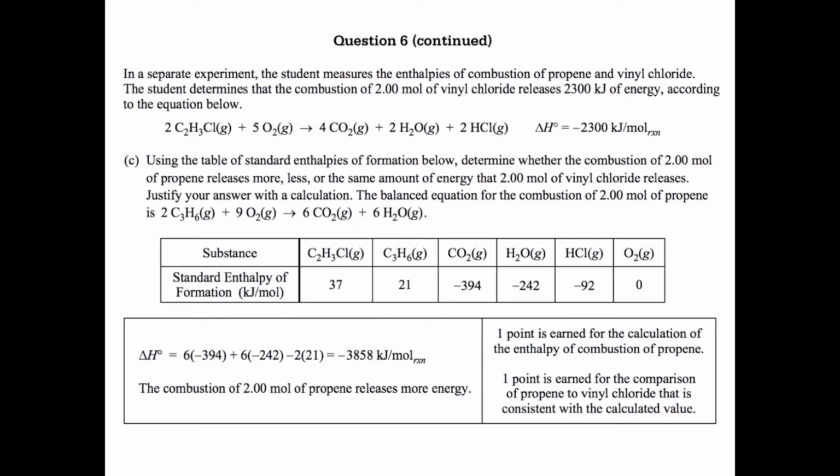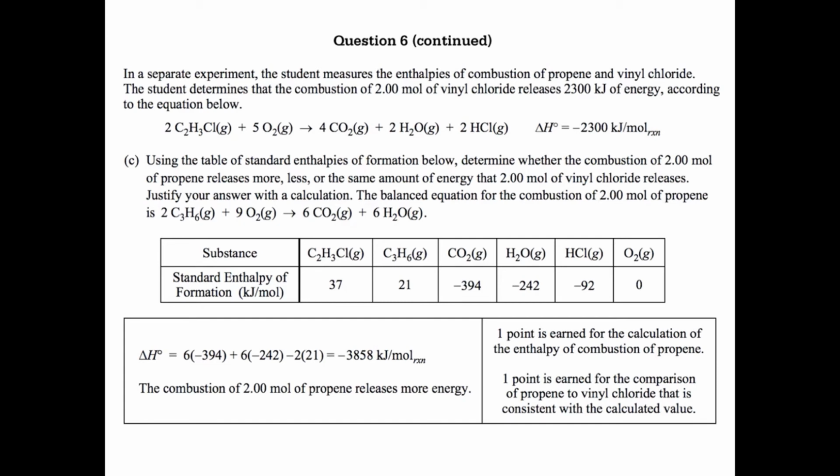So it gives me my reaction for 2 moles of the propene reacting. So I'm going to take products minus reactants. So 6 times carbon dioxide, which is negative 394, plus 6 times negative 242, which is water, minus 2 times the enthalpy of formation of C3H6, which is 21. Remember, oxygen is 0, and so you should get negative 3,858. That releases more, that's more than what the vinyl chloride released. Therefore, it releases more energy.